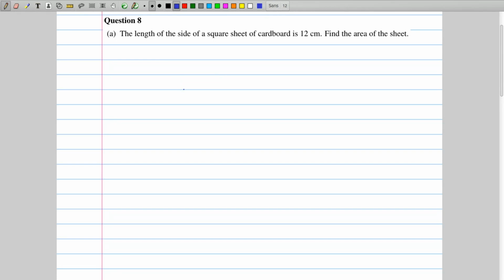Today we're continuing through the 2014 Ordinary Level Paper 1 and dealing with question 8. Now this question is all about area and volume, but you're actually going to need a little bit of calculus to solve some of the problems here as well.